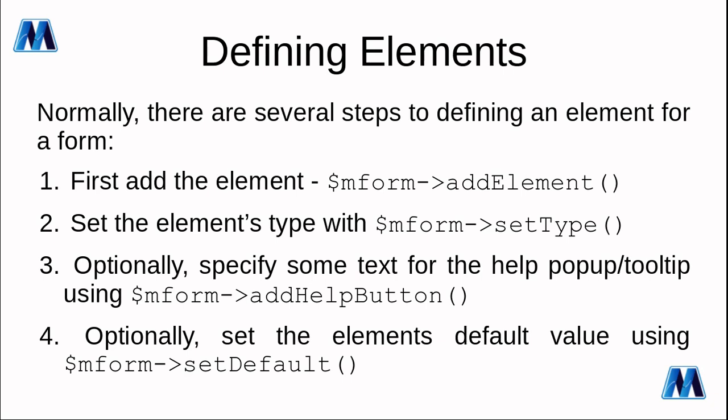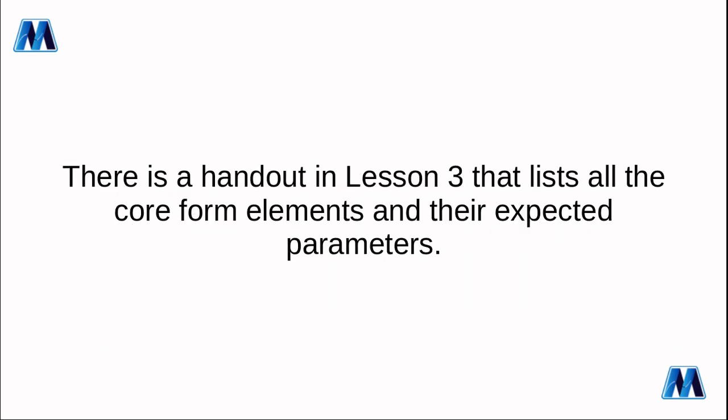Okay, so there are several steps to defining an element for a form. You add the element, you set the type, you optionally add some help, and then, again optionally, set the default value for the form element. There is a handout in lesson 3, when we first met the form API, that lists all the core form elements and the expected parameters, just as a reminder. Okay, so let's go back to code.